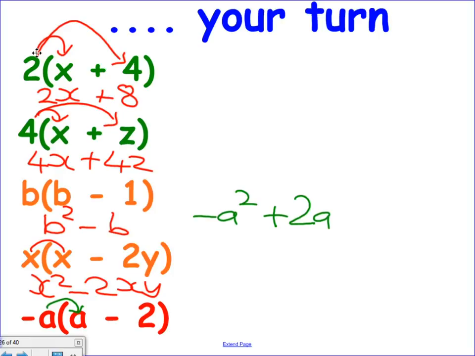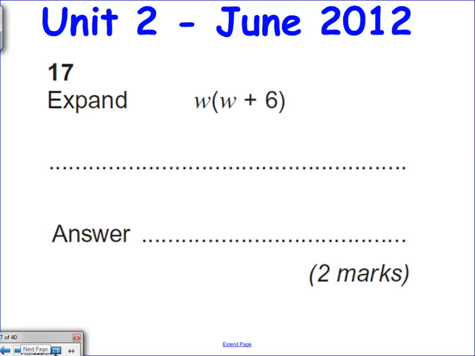Right. Everyone happy with expanding brackets? Just to show you, this is how it appears in an exam. What's the first thing I'm going to do? w times w. w times w gives me what? w squared. And then what am I going to do? Plus 6w. The plus sign, and then w times 6. The right way round, numbers first, 6w. Everyone get that? Yeah? Good stuff.